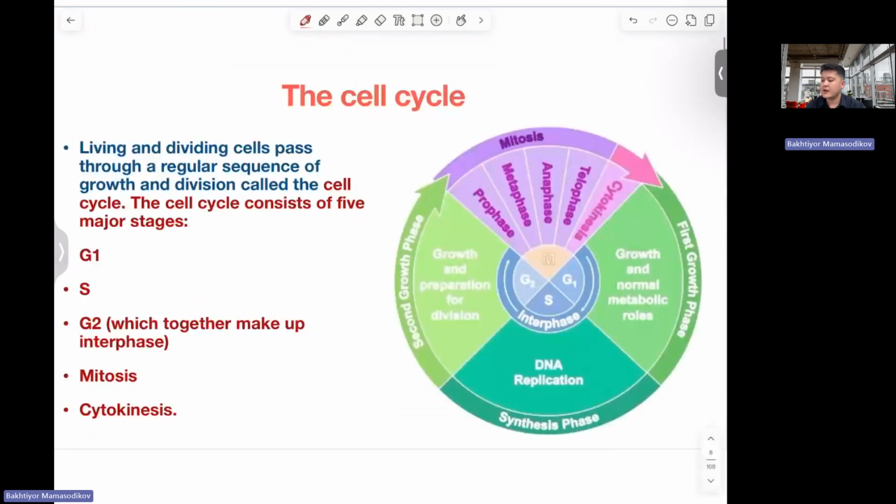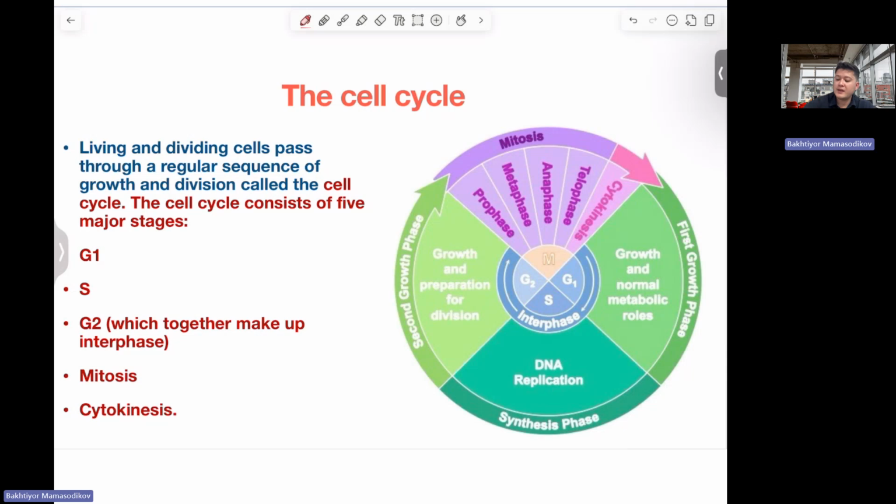Let's talk about the cell cycle now. What's the cell cycle? This is the longest phase, the cell cycle. The cell cycle is the life story of the cell. You also have a life story, right? The cell cycle is the same, from when the cell is born until it divides into two new cells. This is called the cell cycle, or life story of the cell.